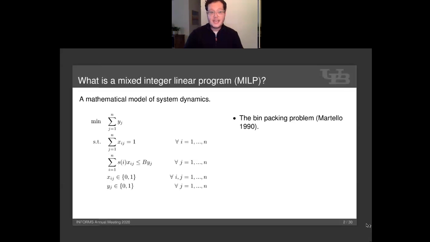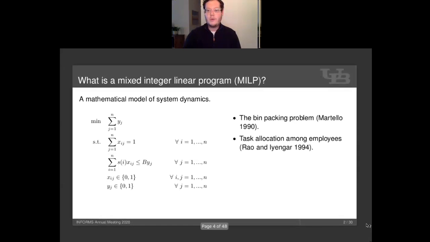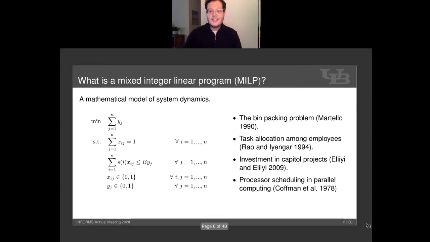But it turns out that this same formulation has been used to model problems such as task allocation among employees, investment in capital projects, and processor scheduling in parallel computing, among others. And so we see that problems or systems which may appear to be unrelated may actually share a similar, or in this case, identical mathematical structure when modeled as MILPs. And so the focus of this research is in identifying a way to classify and relate MILP formulations so that we may uncover relationships between different problems.